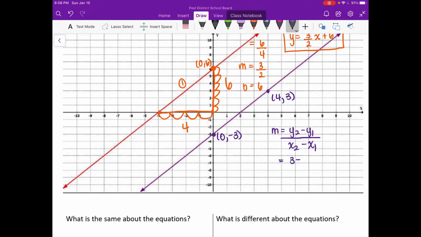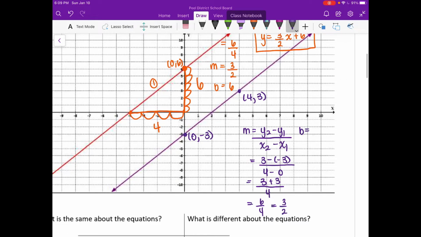So I'm just going to plug in those numbers. So I'm going to do 3 minus -3 over 4 minus 0. So the two negatives become a positive. So it's going to be 3 plus 3. 4 minus 0 is just 4. 3 plus 3 is 6. 6 over 4 can reduce to, again, 3 over 2. Then I want to know what my b value is. My b value is just where it crosses the y-axis, so I know it's -3. So I'm going to make my line y equals mx plus b. y equals 3 over 2 x plus -3. That positive and negative becomes a negative.